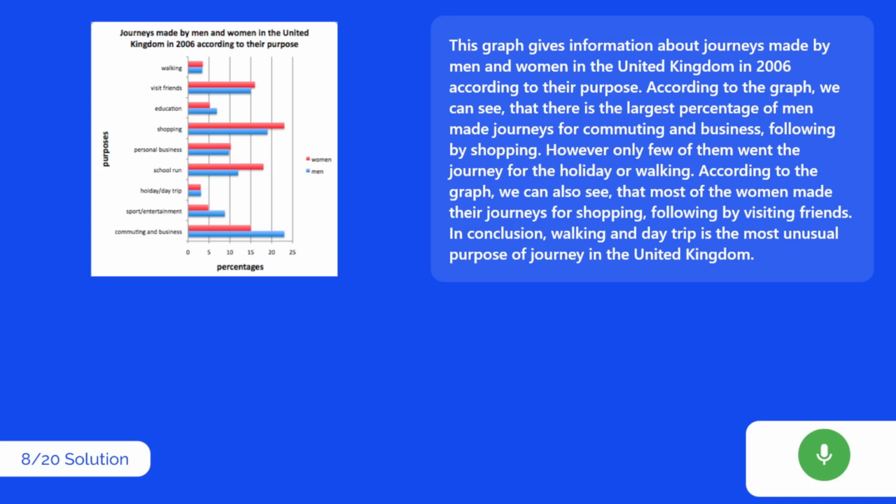This graph gives information about journeys made by men and women in the United Kingdom in 2006 according to their purpose. According to the graph, we can see that there is the largest percentage of men-made journeys for commuting and business, followed by shopping. However, only few of them made the journey for the holiday or walking. We can also see that most of the women made their journeys for shopping, followed by visiting friends. In conclusion, walking and day trip is the most unusual purpose of journey in the United Kingdom.